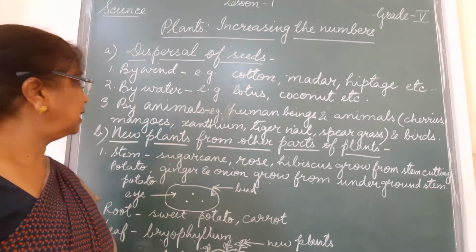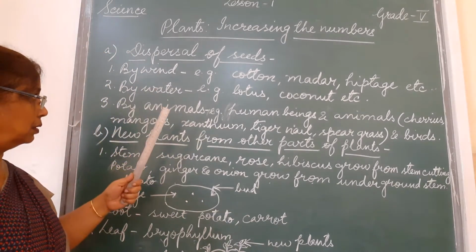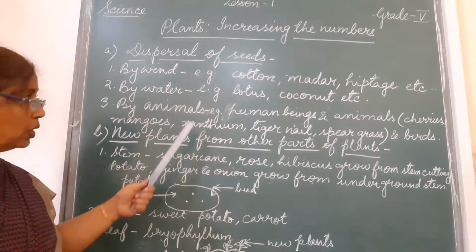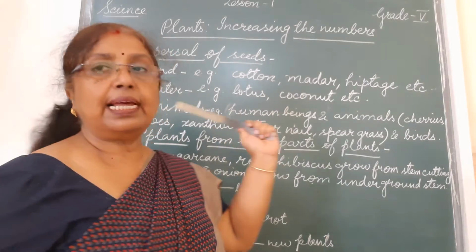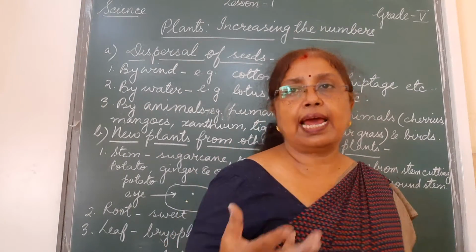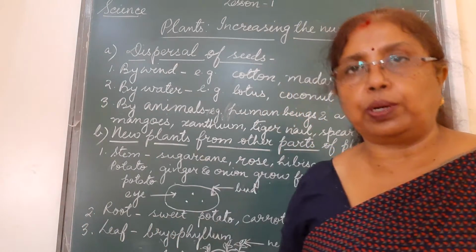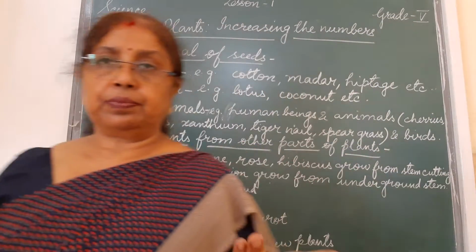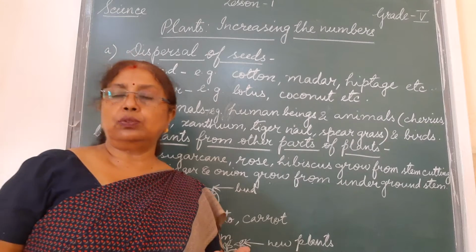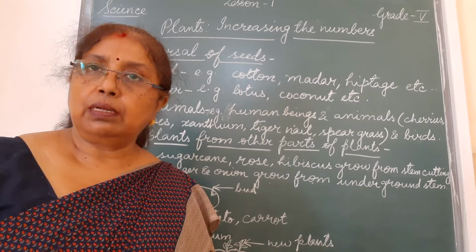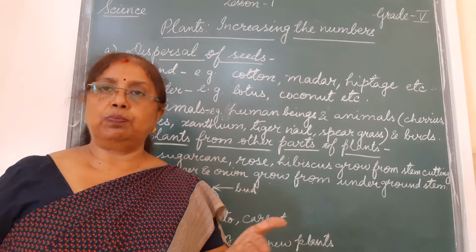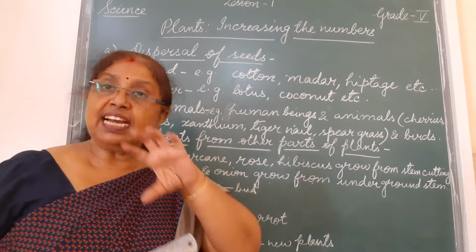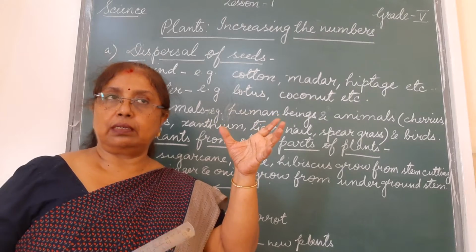Now next we will see that by water. Now the next agent is water. Now the lotus and coconut, these are the examples. Now how coconut and lotus are dispersed by water. You see, the coconut is very heavy, and generally it grows near to the water body. It may be a sea or a pond like that. So what happens, and it has got a fibrous coating outside.